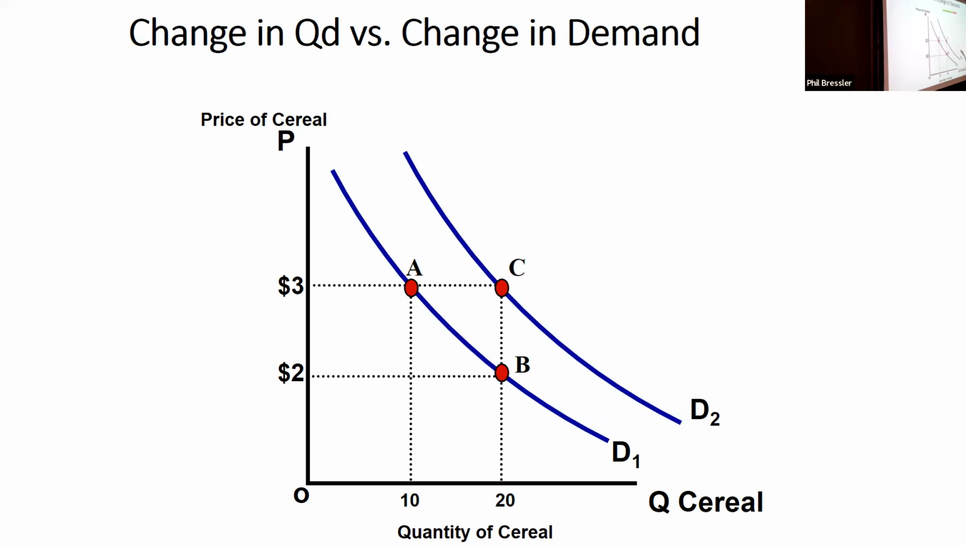I don't know why these things don't have signs. Normal good: income up, demand up. Income down, demand down. An inferior good: income up, demand down. Income down, demand up.